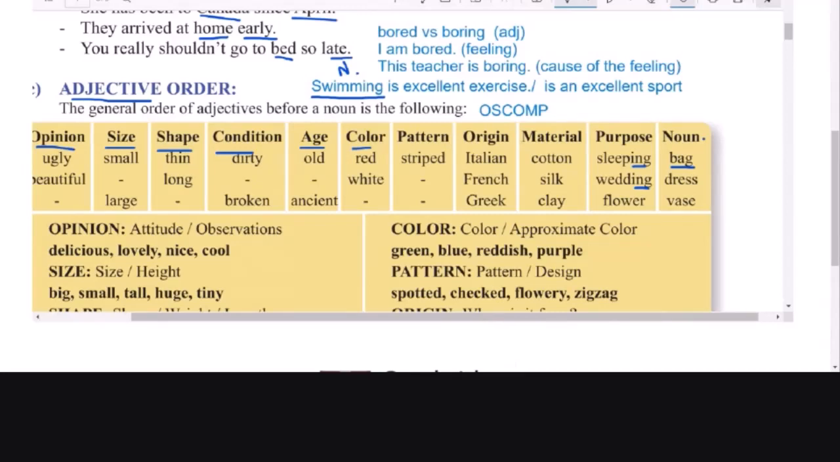It could be French and Italian, the salad dressing, right? It could be wood and it could be metal. It can be gold and it can be silver. That's the one: wedding ring. Wedding would be the adjective of purpose, and then ring. Wedding ring, wedding dress, whatever wedding. Okay, so let's continue with this.